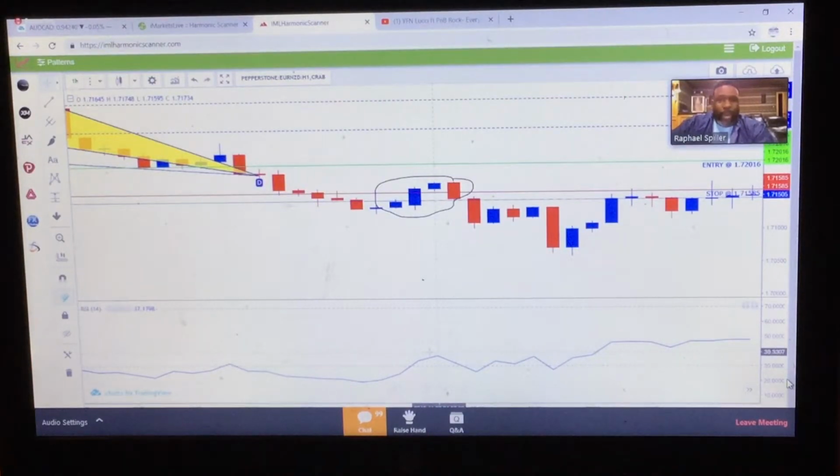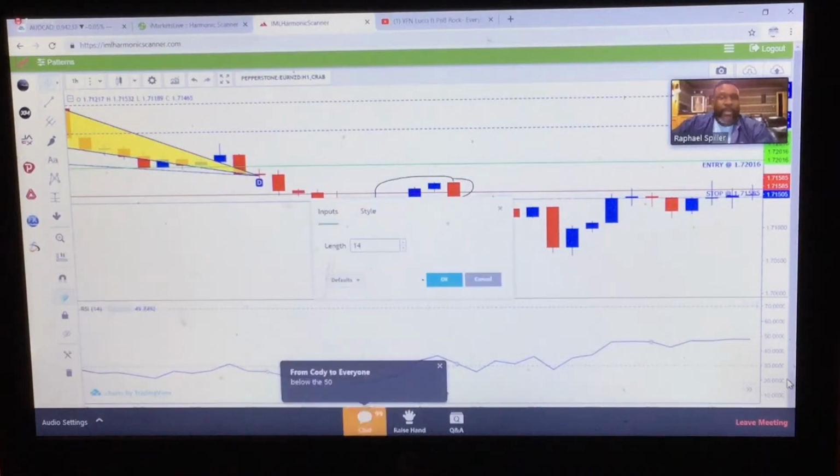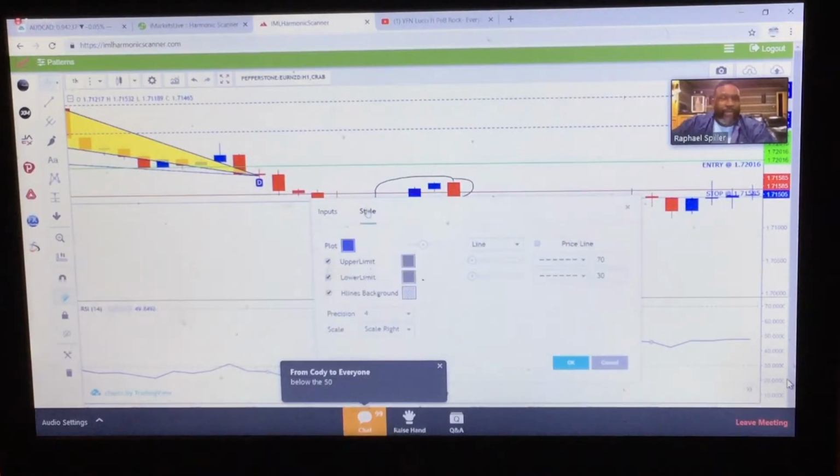Why am I not taking this trade? I'm not taking this trade because I'm still in the seller's strength area on the RSI, and I'll show you what I'm talking about. Because anybody that knows the trades from me knows I do not believe in overbought, oversold. That's a good way to lose your money.